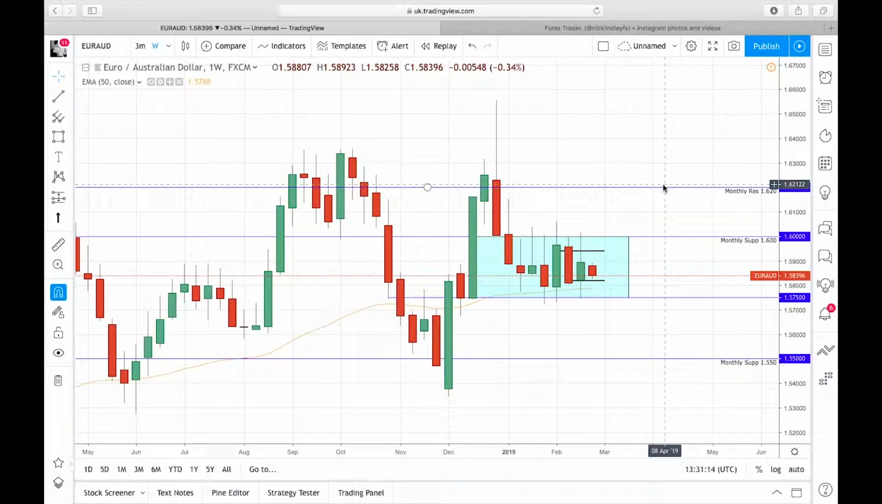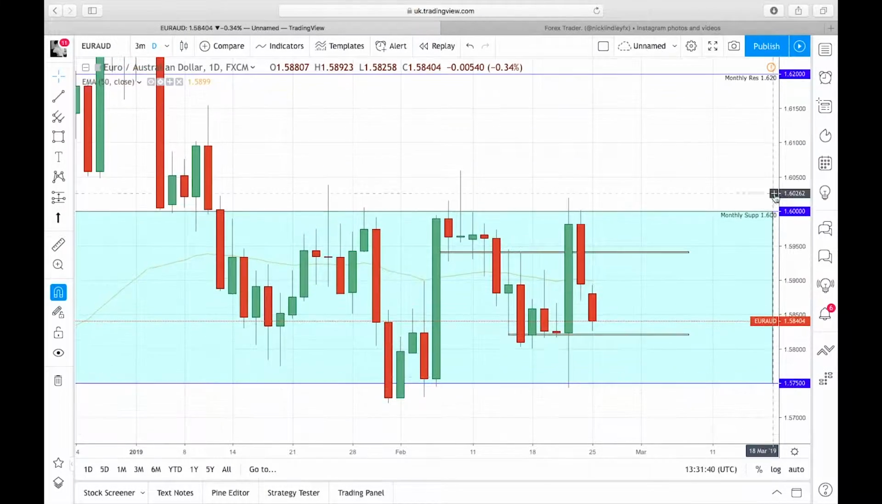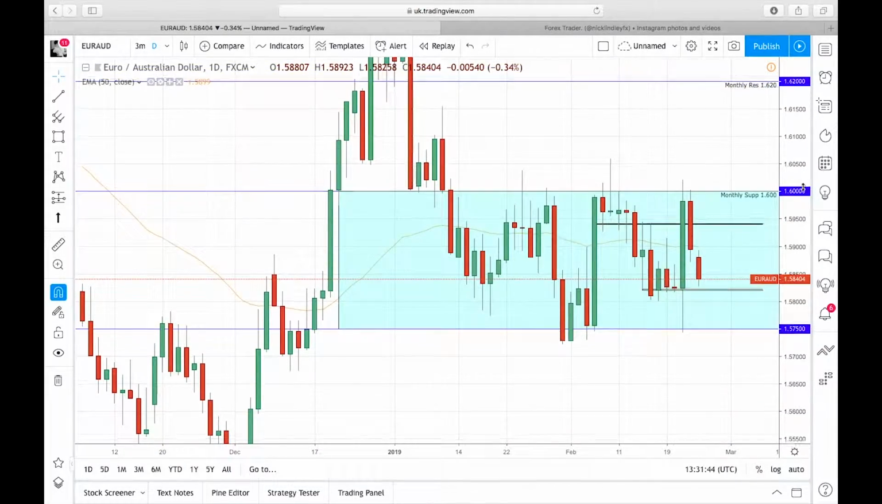I think what I'm looking for is to decide the longer term bias on this pair. We need to see a break and close above 1.600s for us to go higher to 1.6200s, or for us to go lower to 1.5500s, we need to see a clear break and close below 1.57500s. However, looking for more short-term swing trades, let's go into the daily time frame. You can see this consolidation range a little bit clearer.